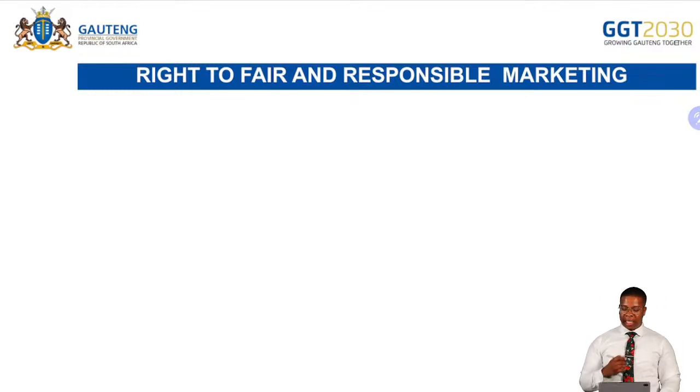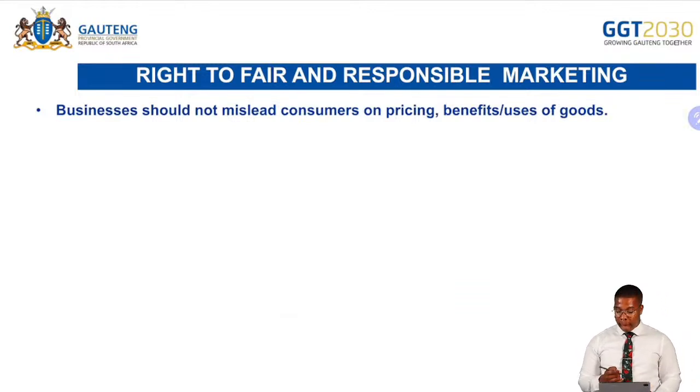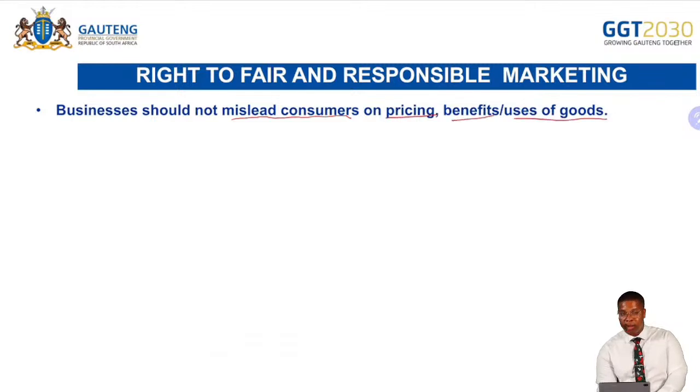The right to fair and responsible marketing. Businesses should not mislead consumers on pricing, benefits, or uses of a what? Good, to say they are trying to encourage them to buy very fast because they are talking about features that are not there. Businesses should not mislead those particular consumers, especially on the pricing, on the benefits, and the uses. To say, do not convince consumers that a particular product can perform certain actions when the business knows that those features are not there. So they should not do so.